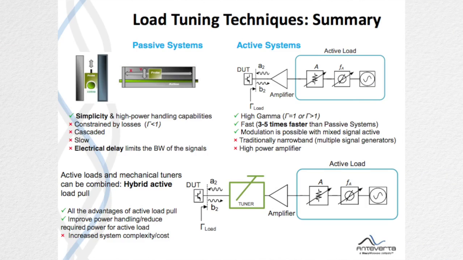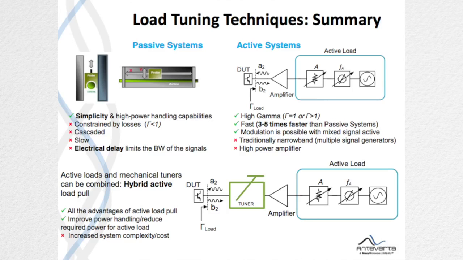So when I compare the two solutions, the big advantage of a mechanical tuner is that it's very simple to understand and to use, and it's normally the preferred choice for very high power measurements because of its high power handling. The maximum gamma that you can reach is the same at 1 watt or at 500 watts. The big disadvantage is the losses. And the fact that you have to cascade multiple tuners or multiple carriages for harmonic tuning is an even bigger problem, because your losses increase.